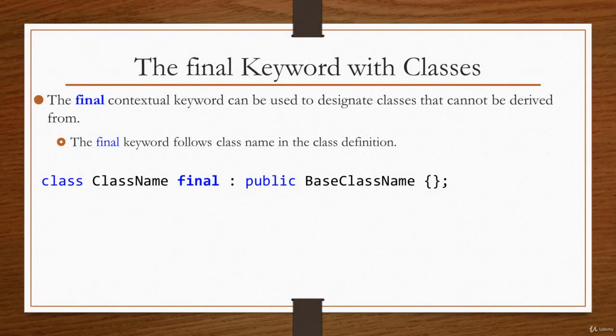Hey, in this video I want to talk about the final keyword, which was also introduced in C++11 just like the override keyword. The final keyword can be applied to classes or to member functions, so virtual member functions. And we'll start off with the final keyword as applied to classes.